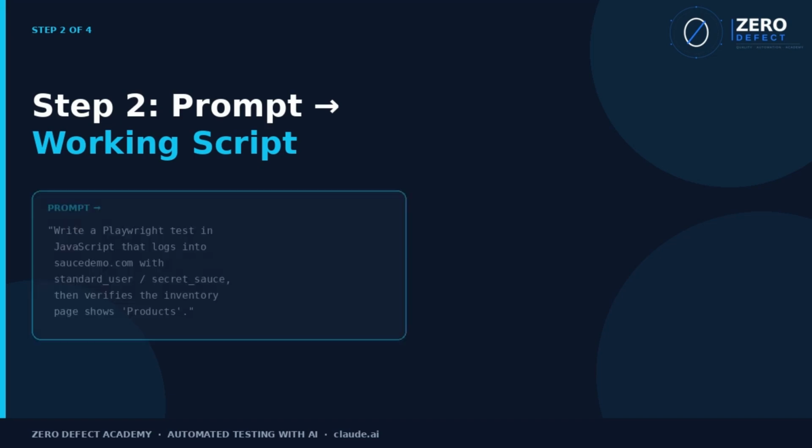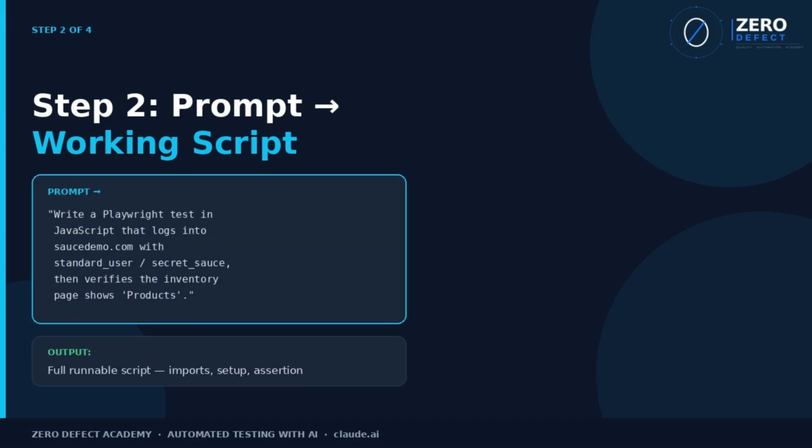Now we take that plain English sentence and turn it into an actual prompt for Claude. Here's exactly what I typed. Write a Playwright test in JavaScript that logs into SauceDemo.com using the username standard_user and password secret_sauce. Then verifies the inventory page loads with the text Products visible.